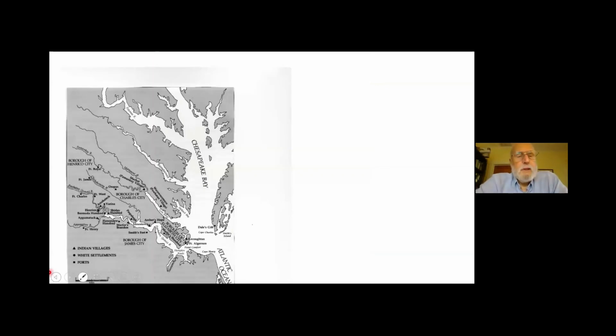Okay, I briefly flashed this map on before. This is basically what Virginia looked like from 1607 to 1675. 1675 was an important date, as we'll see. This map shows Indian native villages scattered here and there, and an increasing number in those years up to 1675 of various English settlements. Again, you're not going to see in Virginia the development of much significant urban culture.